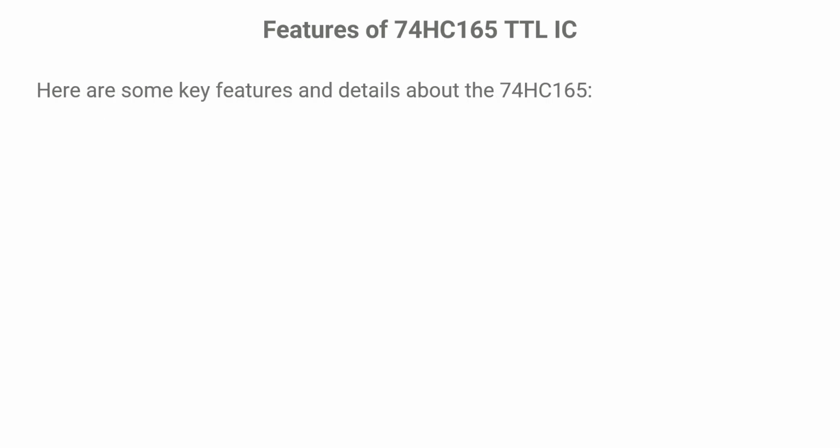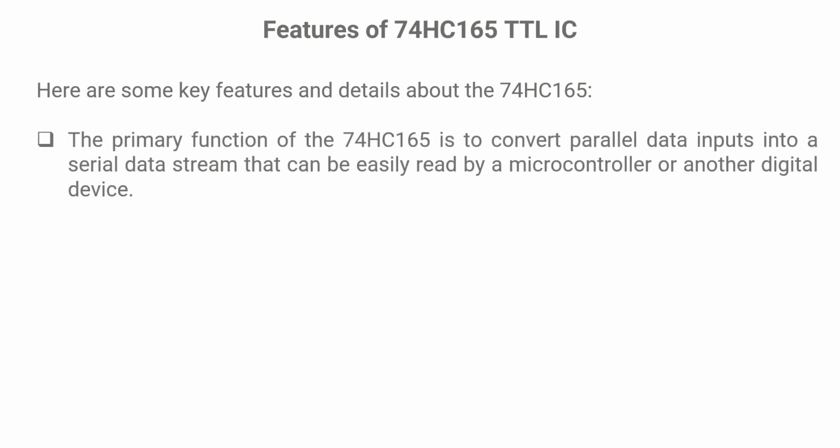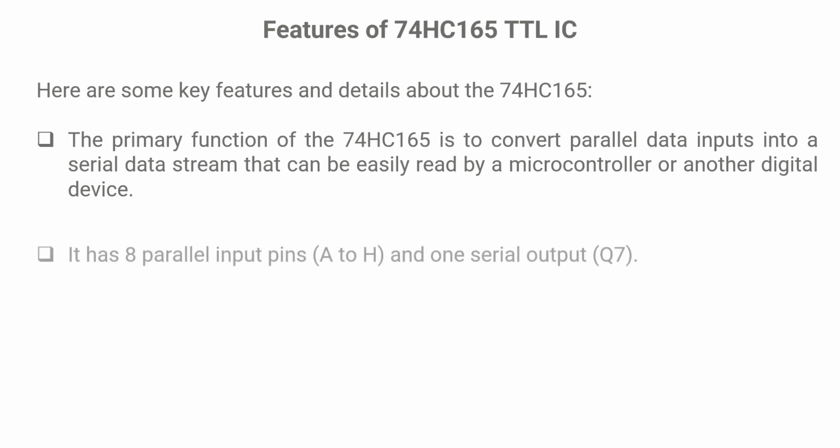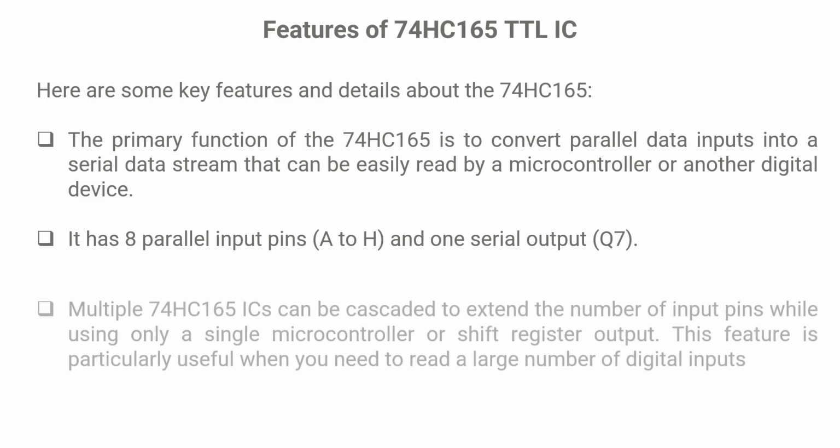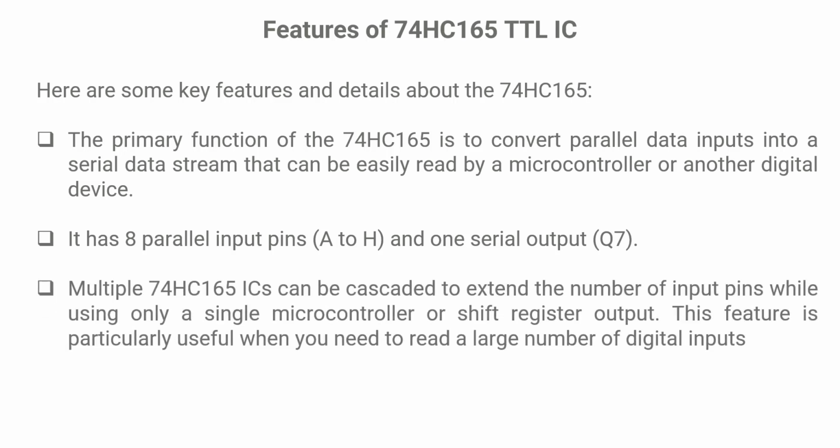Here are some key features and details about the 74HC165. The primary function of the 74HC165 is to convert parallel data inputs into a serial data stream that can be easily read by a microcontroller or another digital device. It has 8 parallel input pins, A to H, and 1 serial output, Q7. Multiple 74HC165 ICs can be cascaded to extend the number of input pins while using only a single microcontroller or shift register output.